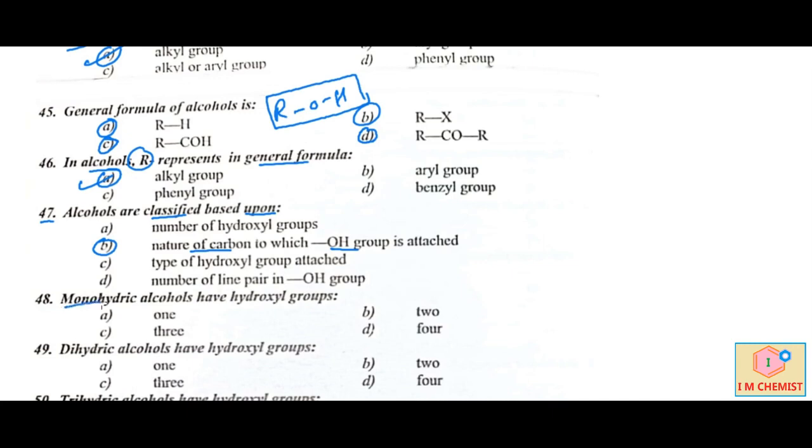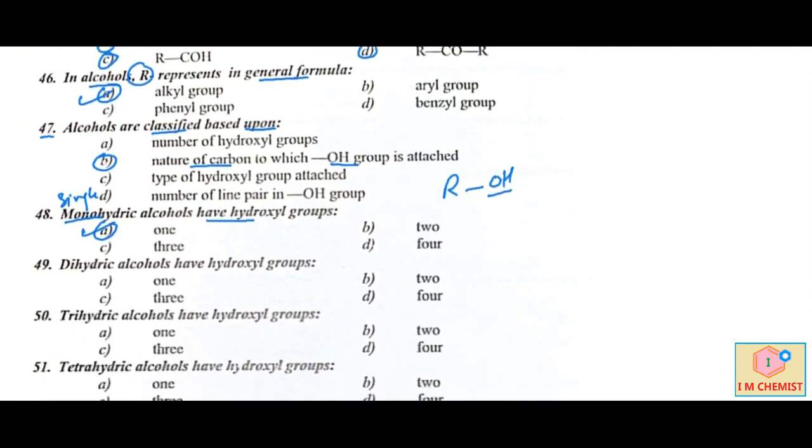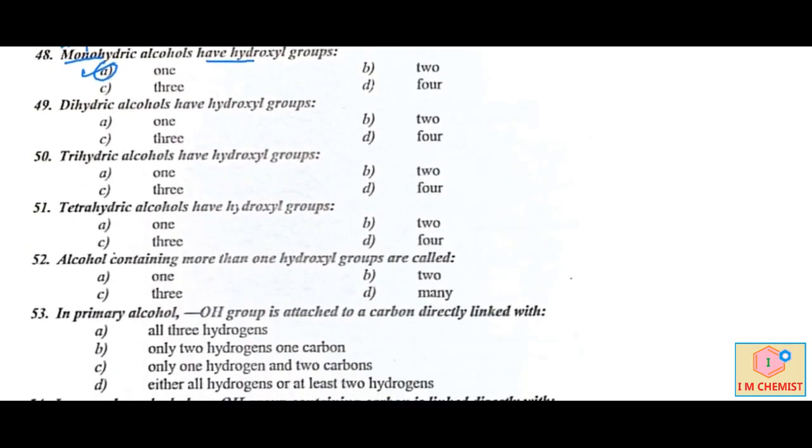MCQ number 48, monohydric alcohol have hydroxyl group. Mono means one or single. So in case of monohydric alcohol, we have only one hydroxyl group that is attached with alkyl group. For example, this is alkyl group, and if it contains only one hydroxyl group, this is monohydric alcohol. MCQ number 49, dihydric alcohol have, di means two, hence in case of dihydric alcohols we have two hydroxyl groups attached with the carbon atom. And trihydric, of course, tri means three, so the right option would be option number C.